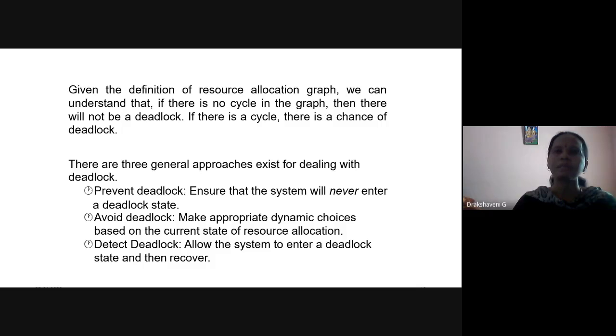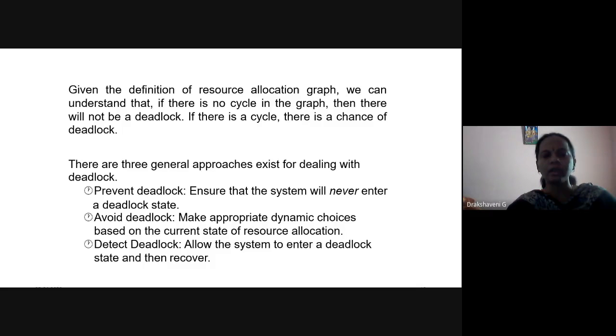Let us take an example. You want to go for a movie and there are four queues. Of the four queues, two are full and two are free. Then what do you do? Definitely we go for the third and fourth queue because they are free. In the same way here also, to avoid deadlock, you dynamically take a choice. Then detect deadlock: allow the system to enter the deadlock state, then recover.